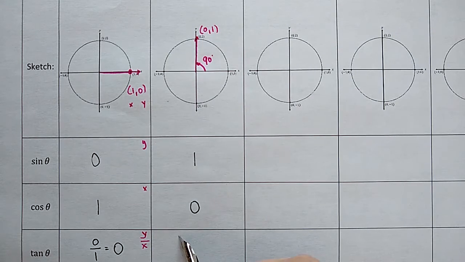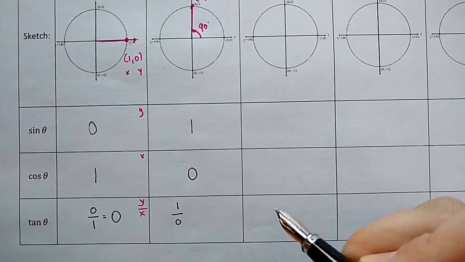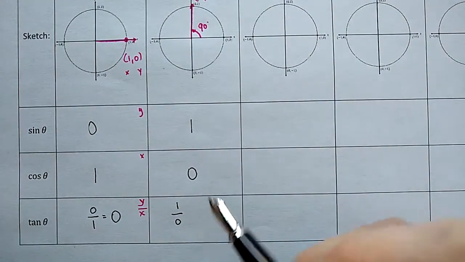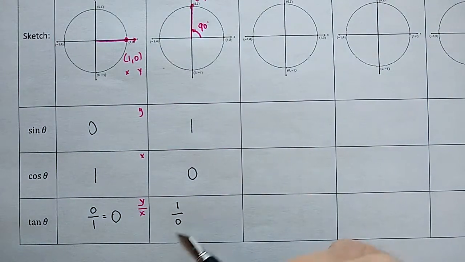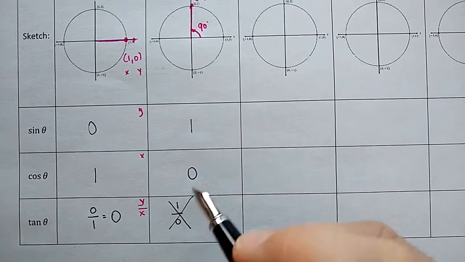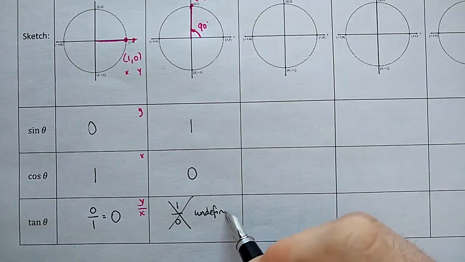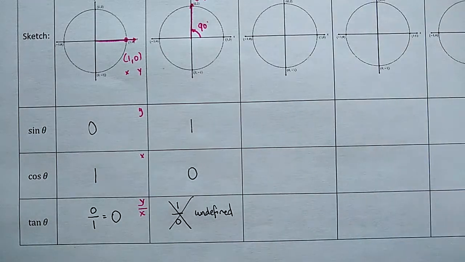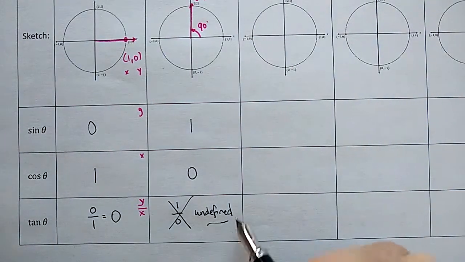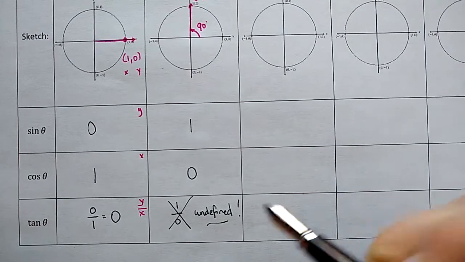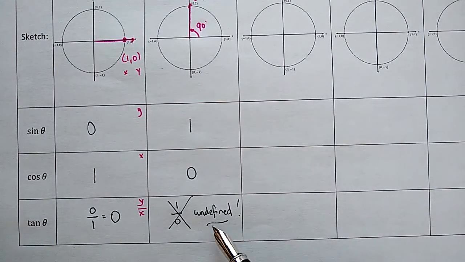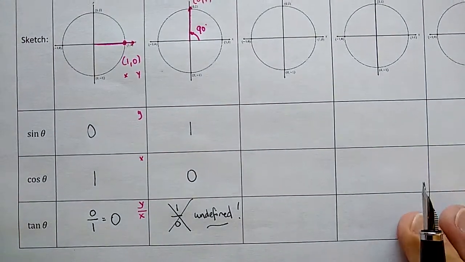And for tangent, we take the y value and divide by the x value. So that would be 1 divided by 0. Now hopefully alarm bells went off in your math brain right now, because this is not allowed. We can't divide by 0 because this is undefined. That means there is no tangent for the angle 90 degrees. That's not allowed, so don't try to do it. This one is fine. This one is not fine because it's dividing by 0.